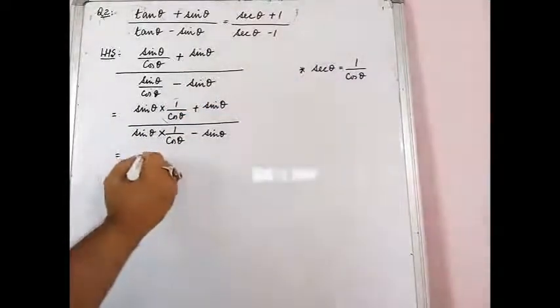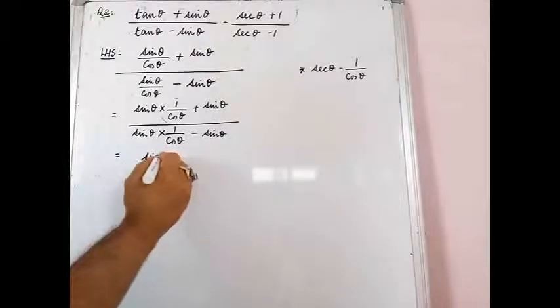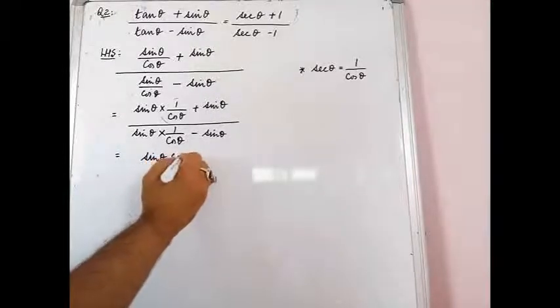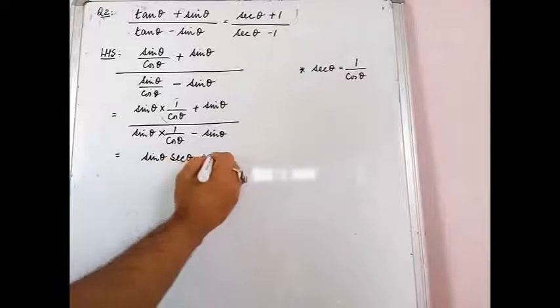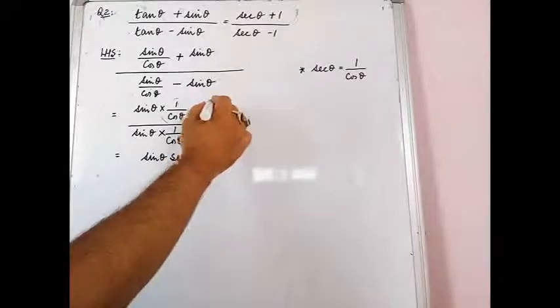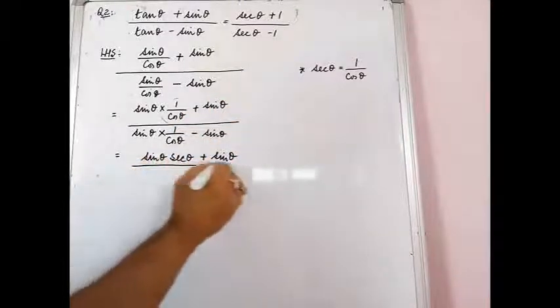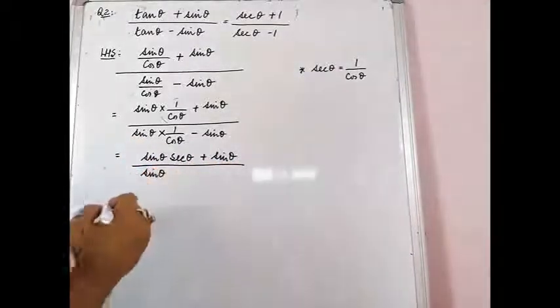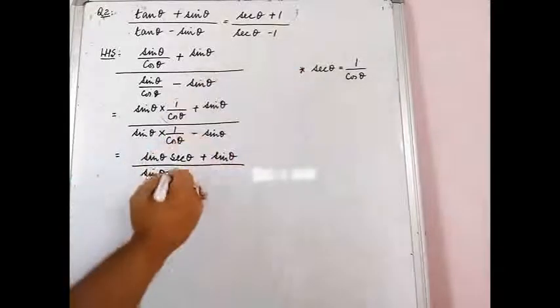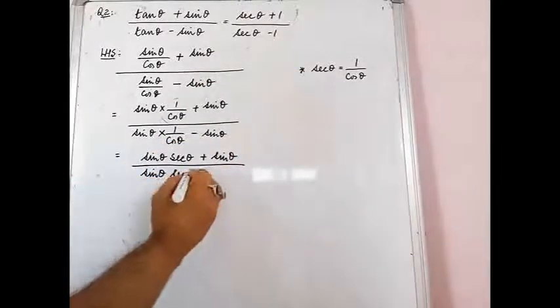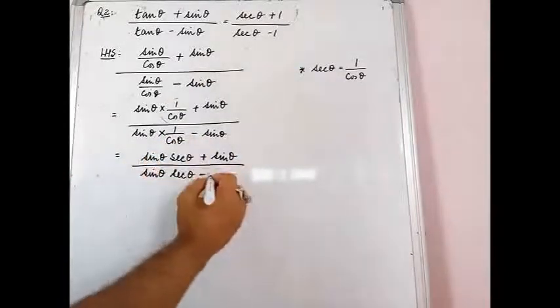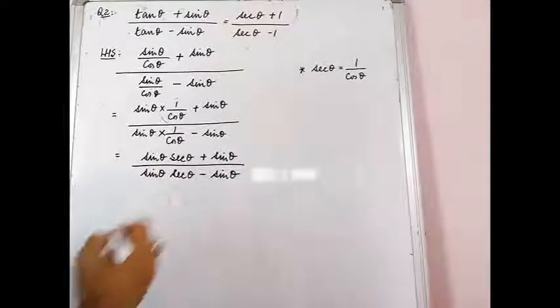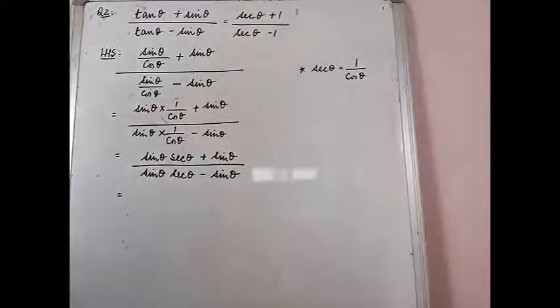So in the next step, you will simply have sin theta into sec theta plus this sin theta upon, similarly in the denominator you have sin theta separately, and 1 upon cos can be written as sec theta. Here there is a minus sin theta. Your question is more than 90% solved.